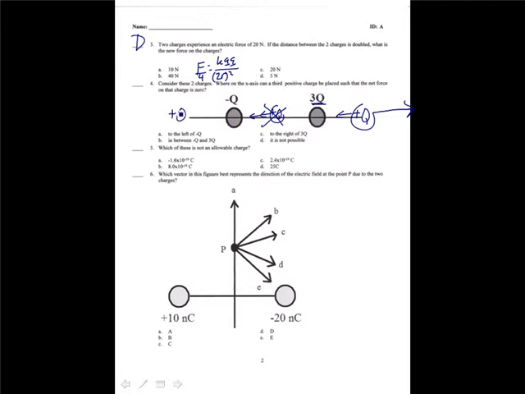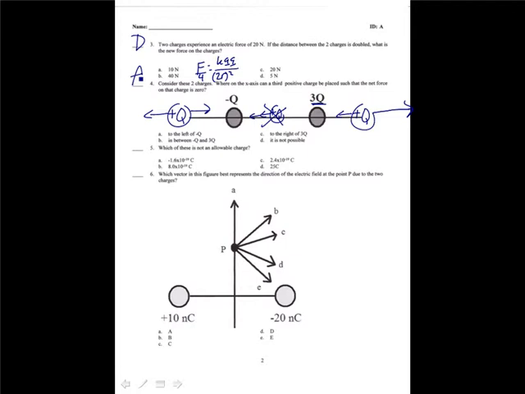However, if we put it over here, plus Q charge, it's attracted to the minus Q charge and repelled from the plus 3Q charge, but because it's further away from the 3Q charge, the 3Q charge affects it less. So the magnitude of the force is less than if it were on the right side of 3Q. So the answer is to the left of the minus Q charge, and that is A.